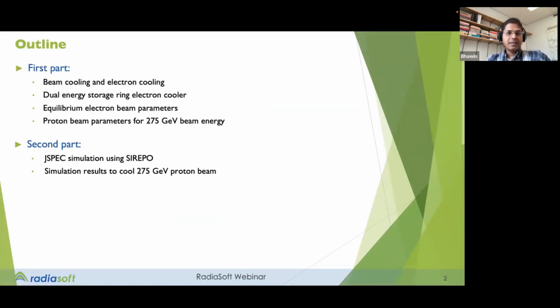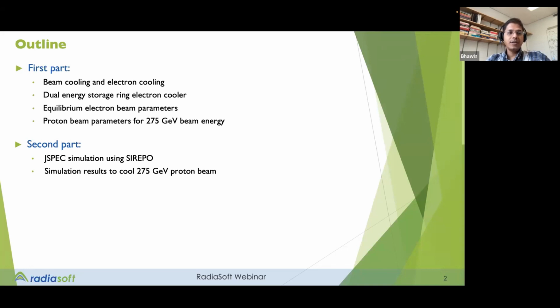I have divided this presentation into two parts. First part is about general introduction of beam cooling and electron cooling. And I will give an example of dual energy storage ring electron cooler, which is my main PhD project that I was working on, and some electron beam parameters and proton beam parameters we use to run JSPEC cooling simulation.